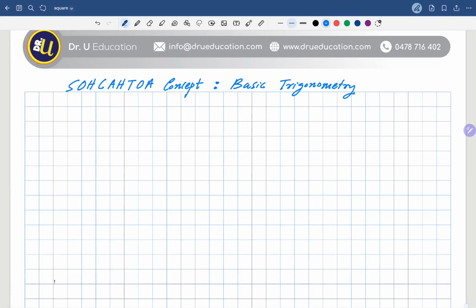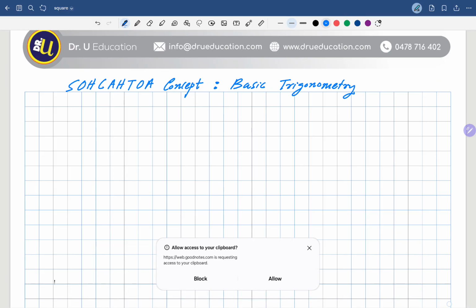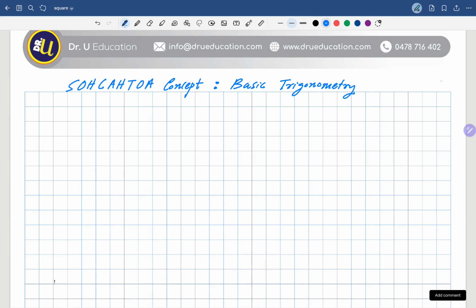Today we are going to learn about the SOHCAHTOA concept. This comes in basic trigonometry. All these calculations are associated with the right angle triangle. So let me draw a right angle triangle. Consider this to be ABC right angle triangle with the angle theta.